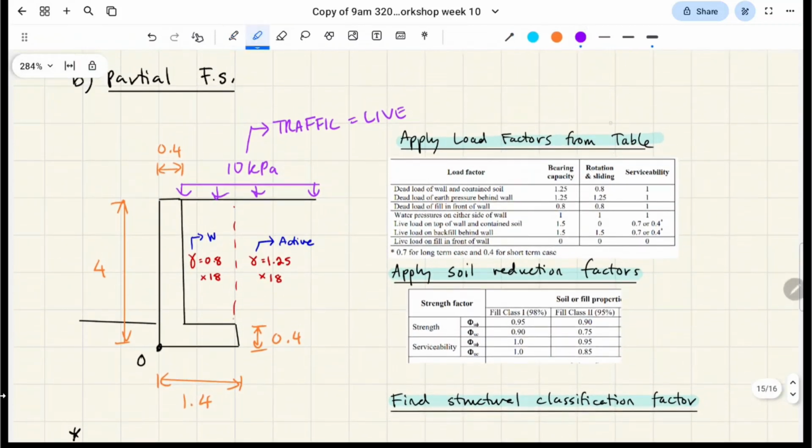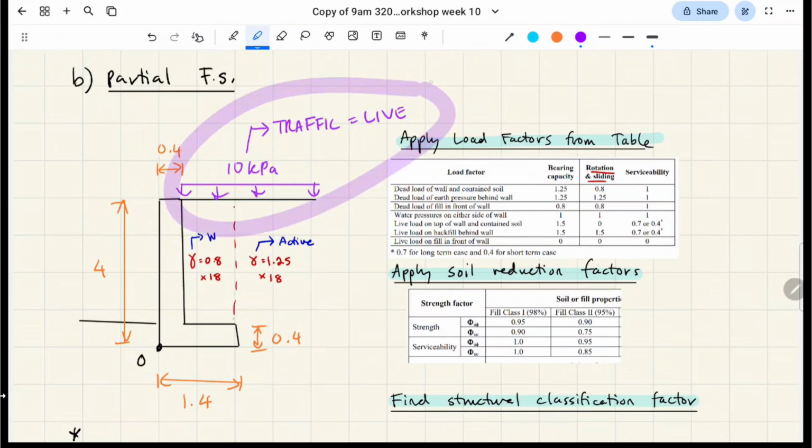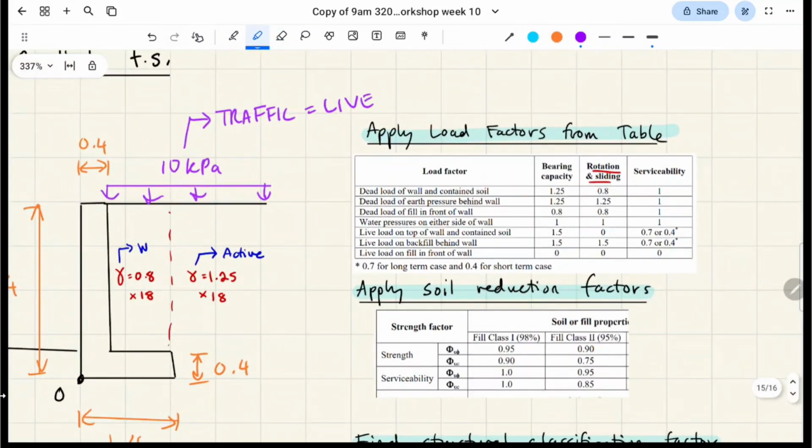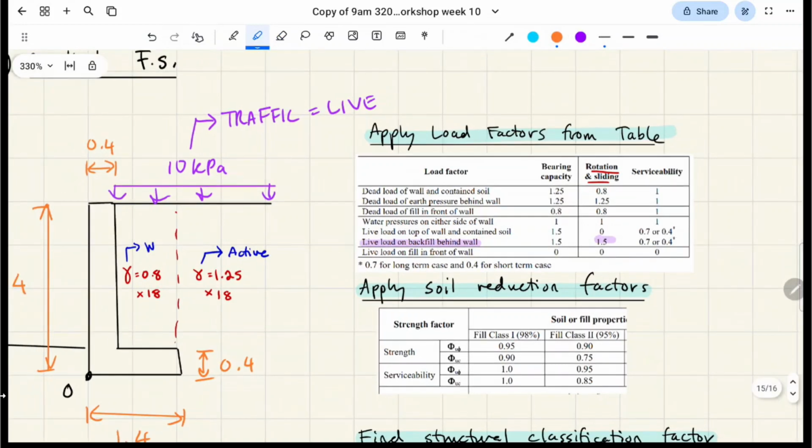Let's look at the table. We're dealing with rotation and sliding, and so for live loads, specifically the traffic live load, we're dealing with the backfill behind the wall. And so we get 1.5, very similar to question 1. For the dead load of the wall and contained soil, and the dead load of the earth pressure behind the wall, we get 0.8 and 1.25 accordingly. So one's actually a reduction factor and the other's a scaling factor.